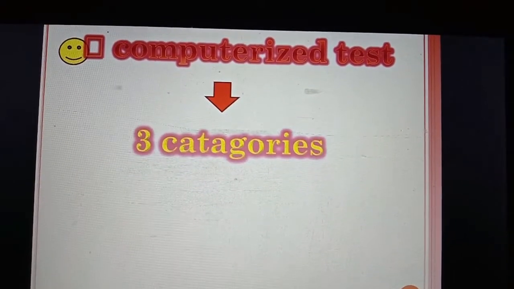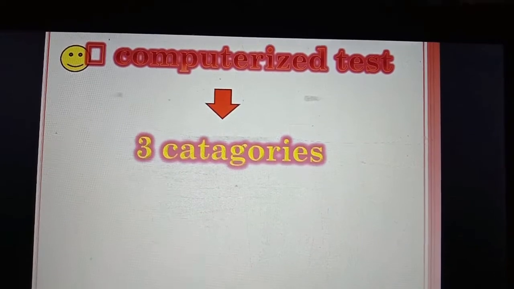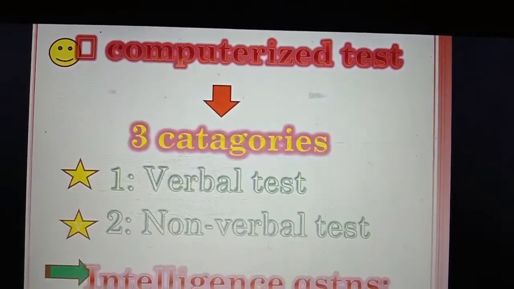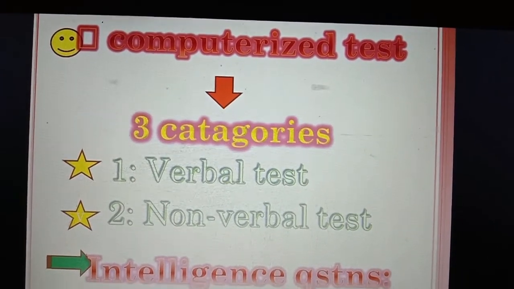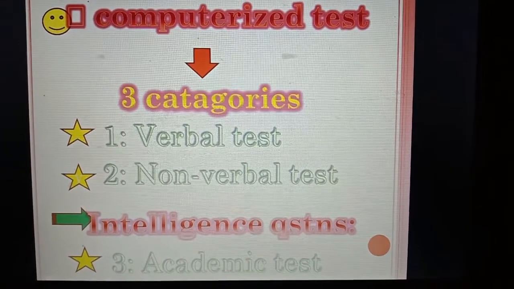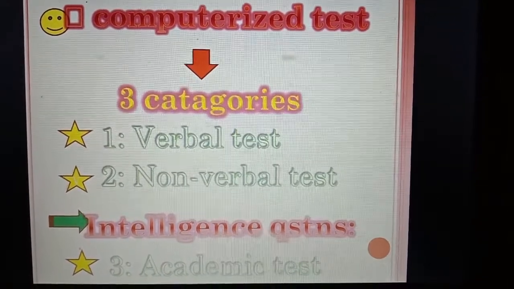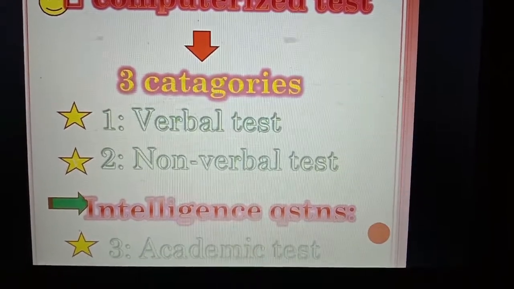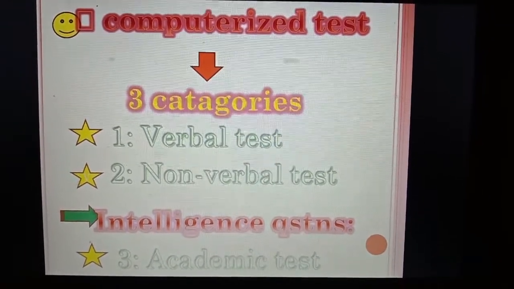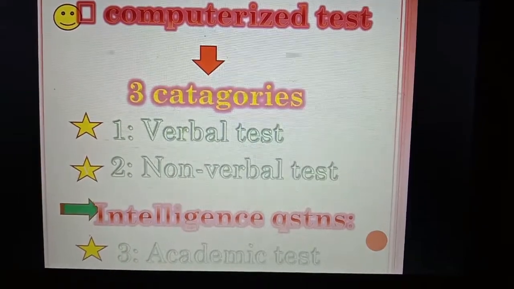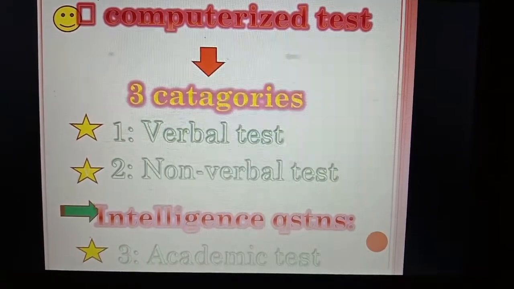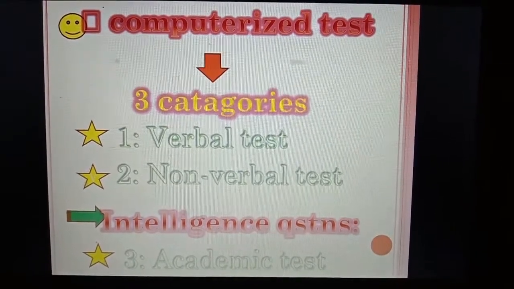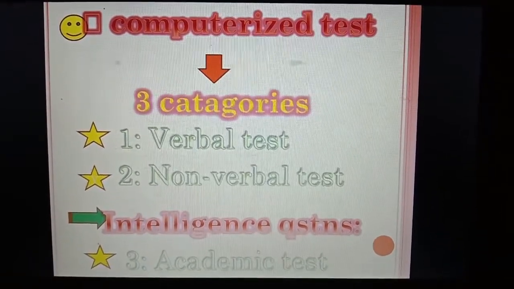The computer test depends upon 3 categories. Number 1, verbal test. Number 2, non-verbal test, and number 3, academic test. The verbal and non-verbal tests are based on intelligence questions. Yes, gentlemen, these are intelligence questions, and in the verbal test about 84 or 90, and sometimes 100 questions come. And number 2, the non-verbal test.